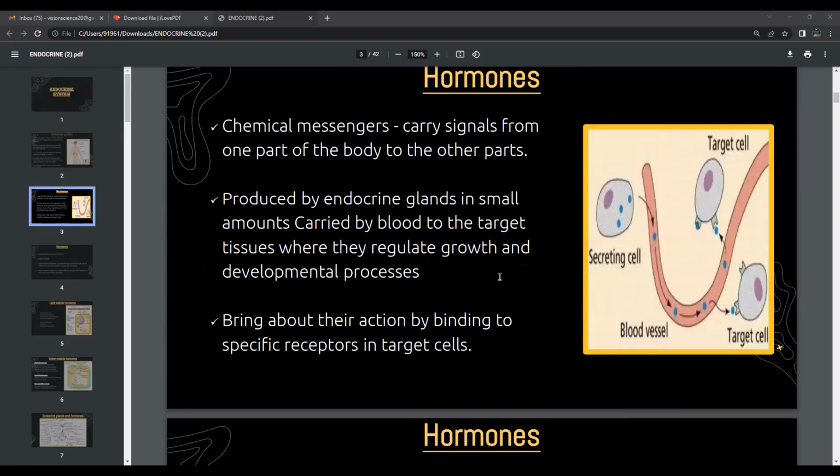What is the example of a mixed gland? What is the example of a mixed gland apart from the pancreas? Don't give me the pancreas as an example. Example of the mixed gland apart from the pancreas. Every one of you has to give me the answer.